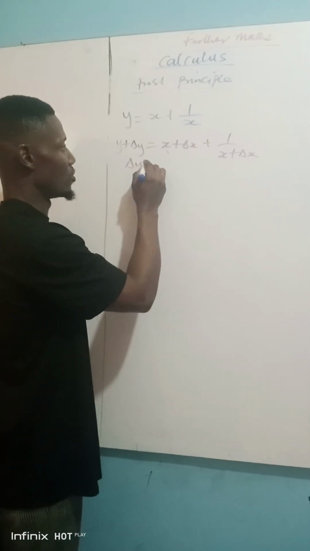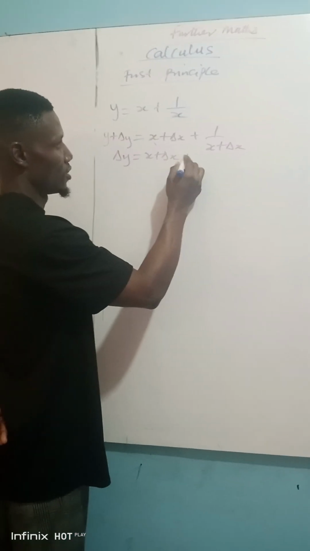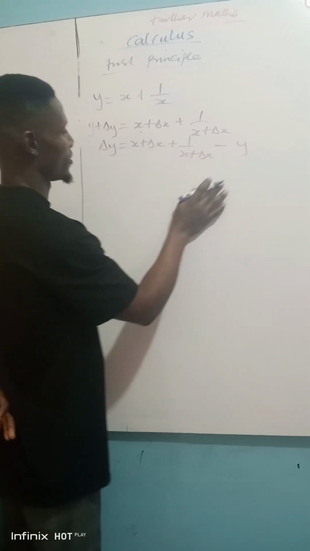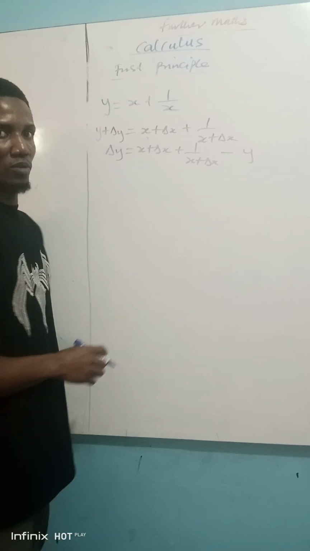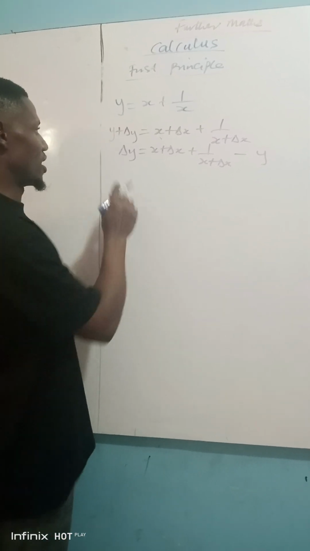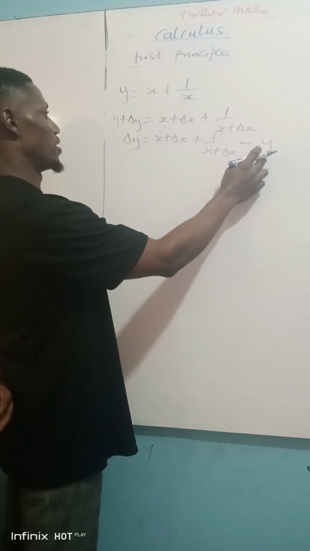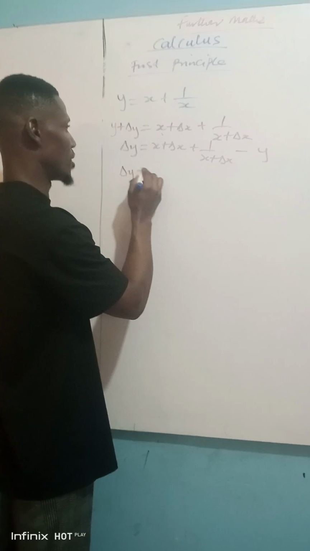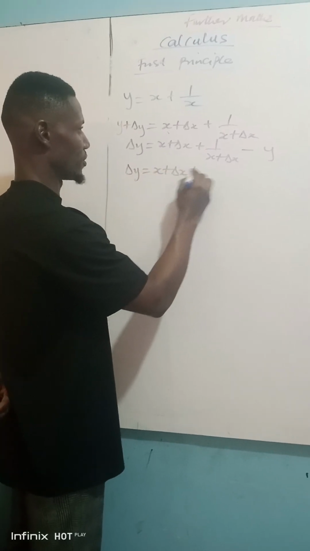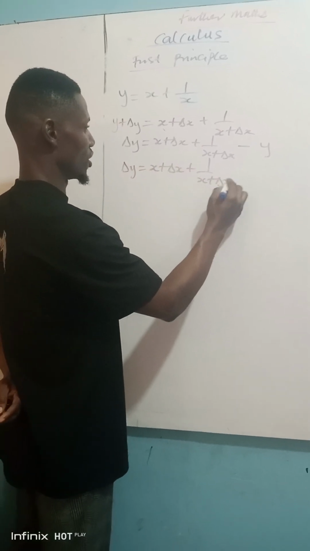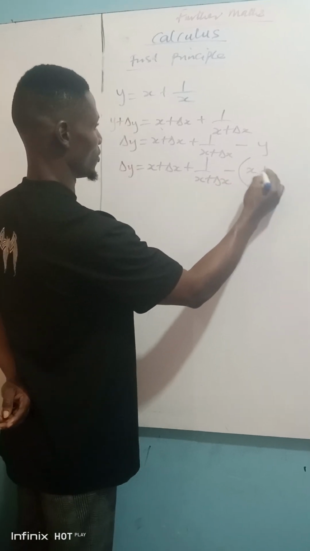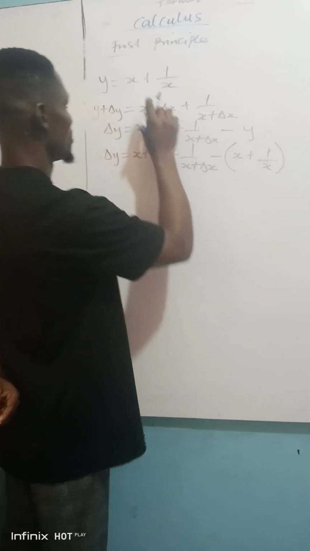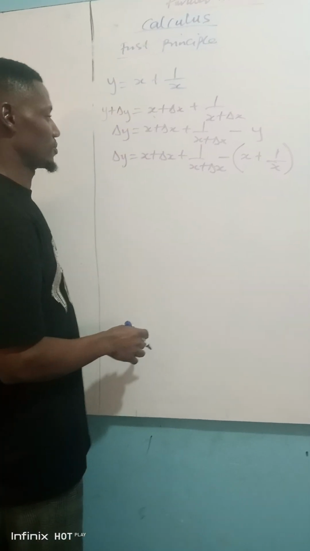That will be change in y equals x plus change in x plus 1 over x plus change in x, minus y. So instead of leaving y, the next thing we do is we substitute the equivalent value for our y from the equation. So our change in y will now be equal to x plus change in x plus 1 over x plus change in x, minus x plus 1 over x. Recall that our y is x plus 1 over x.